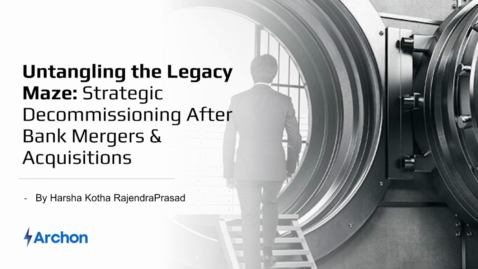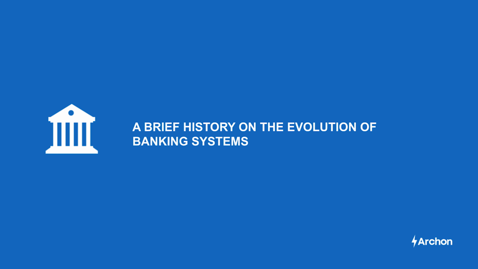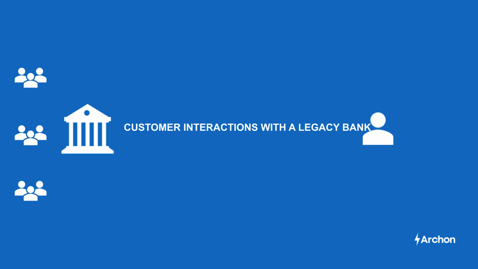Today we'll be discussing untangling the legacy maze. Let's talk about a brief history on the evolution of banking systems. So, a typical banking system would probably interact with customers in a set pattern. So, here is what it probably could look like.